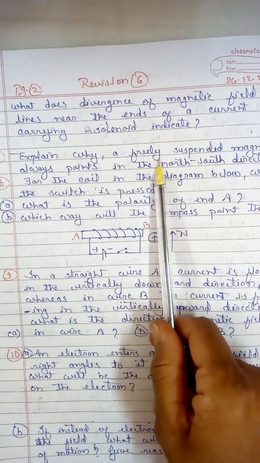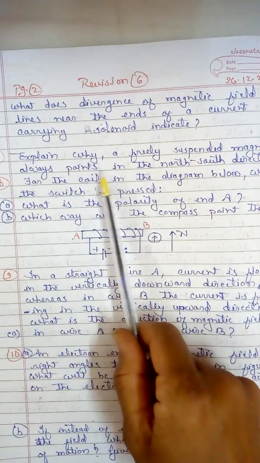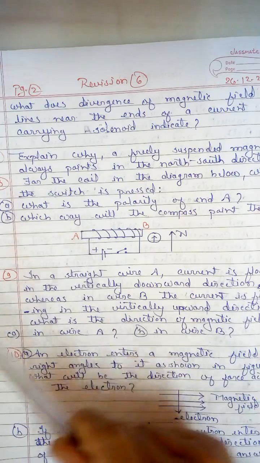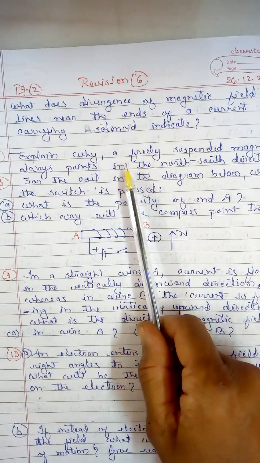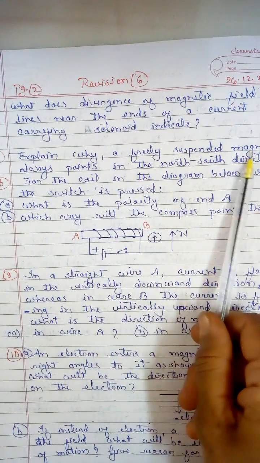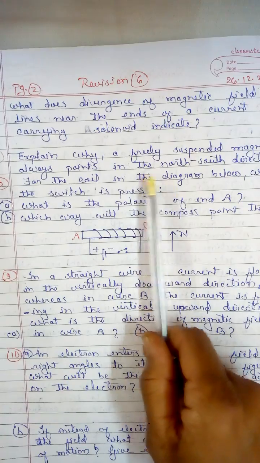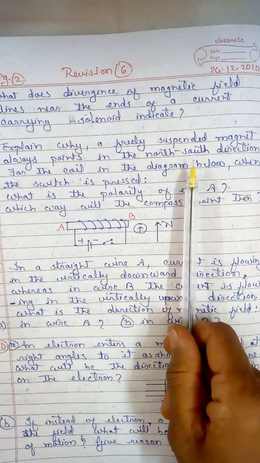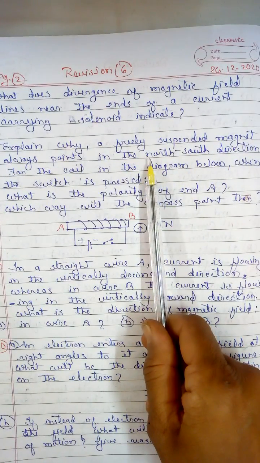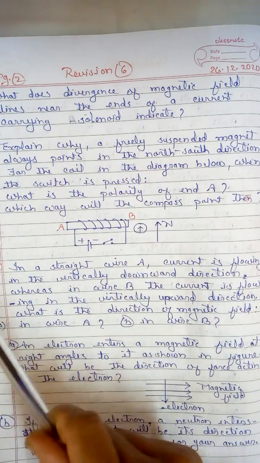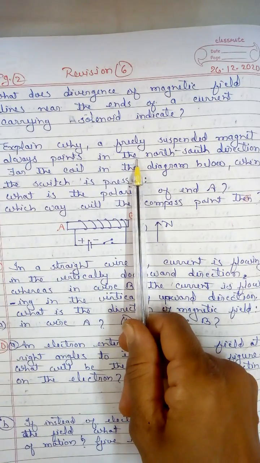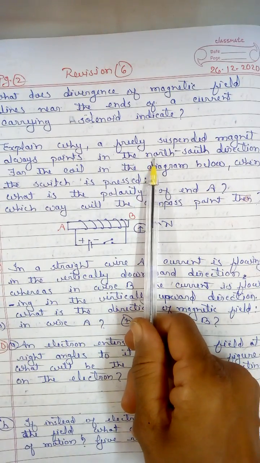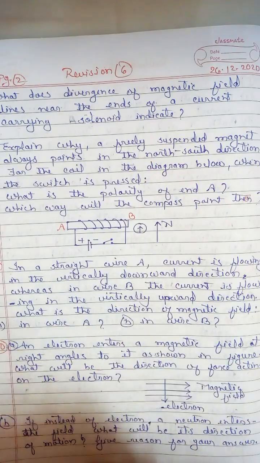Explain why a freely suspended magnet always points in the north-south direction. The answer for this is, a freely suspended magnet always points in the north-south direction because the opposite poles of magnets attract each other, and our earth itself behaves like a huge magnet.